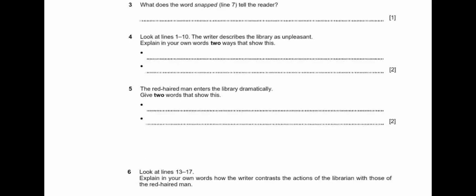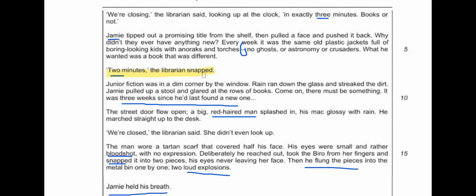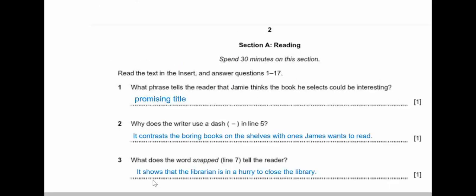Let's check line 7. Here we go. This is line 7. The librarian snapped, "2 minutes." So here's the word snapped. Snapped can show that the librarian is annoyed or impatient. From 3 minutes now become 2 minutes, and in a hurry to close the library. So you may answer one of those. Let's type down the answer: it shows that the librarian is in a hurry to close the library.